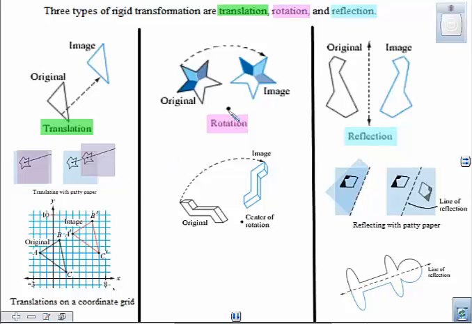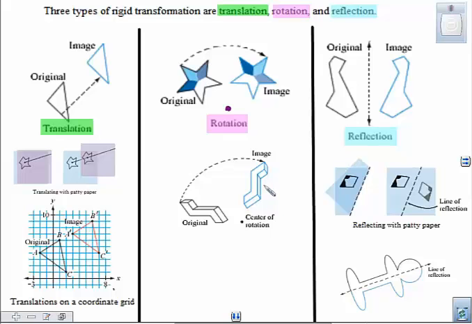Okay, rotations. This is your point of rotation, and you rotate your figure about this point. Okay, so this brightest blue is rotated to where it's now pointed in this direction. Okay, here's just another example showing you here's the center of rotation, and you rotated this whole figure.